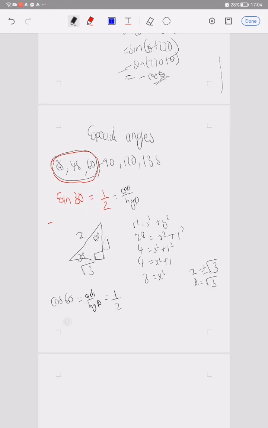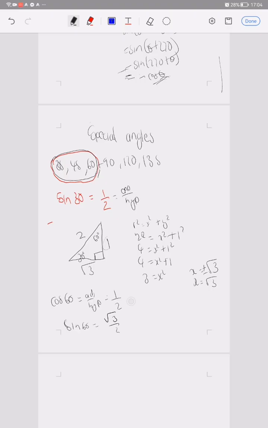I can find the sine of 60 as well using the triangle. The sine of 60 will be root 3 over 2. Again, don't use a calculator. Don't use a calculator, guys, you will be penalized. Don't lose marks on careless things.